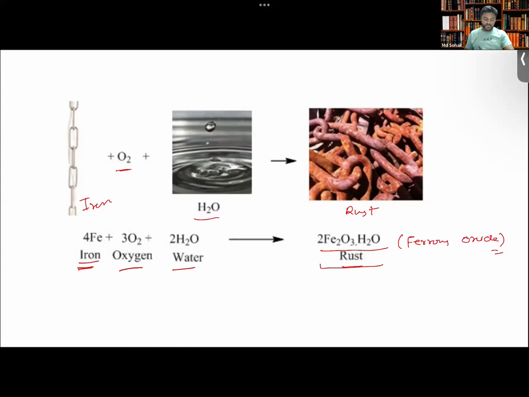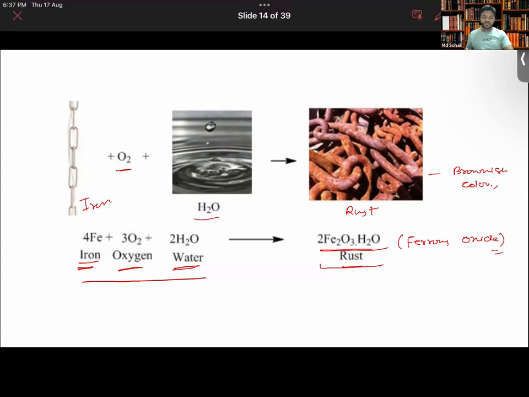Basically, the iron object reacts after a few months, or a few years. If you keep it in the open, you will see it start to react with oxygen and water, and the color changes to this brownish color, right? So I think it's not clear to you how this reaction takes place, and the chemical formula. Is that what is confusing? Yes. Okay, look here. That is quite simple.